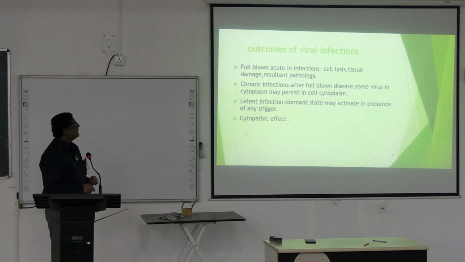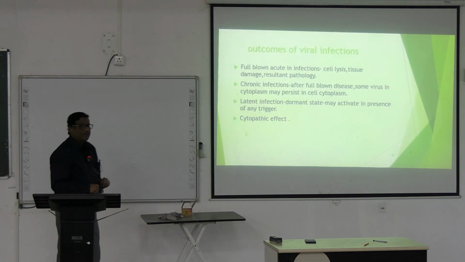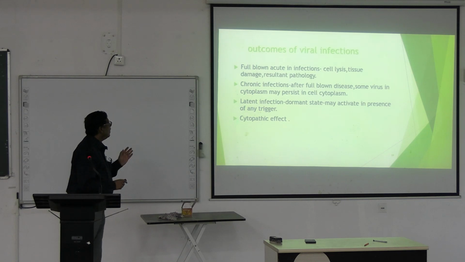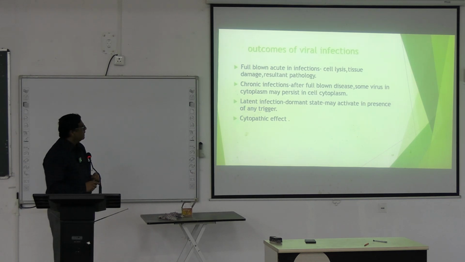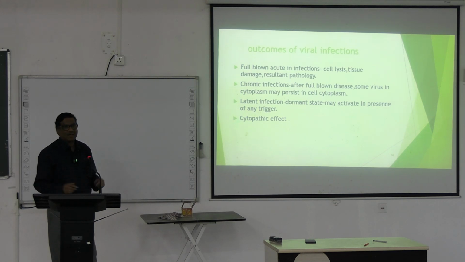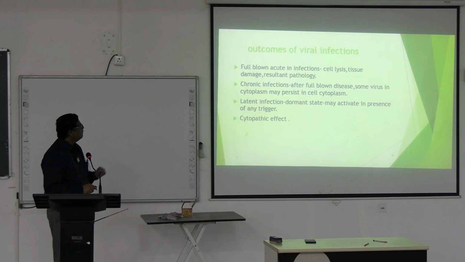The outcomes of viral infection. There may be a full-blown acute infection, when there is cell lysis, tissue damage and resultant pathology. A well-established viral disease can occur. If immune cells fail to protect us, then there is a full-blown acute infection, the viral disease.